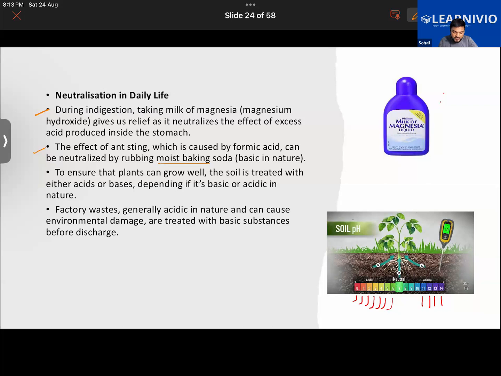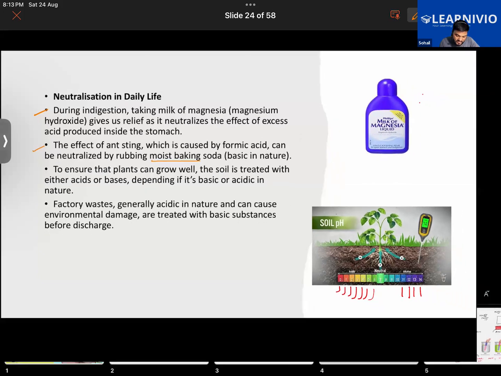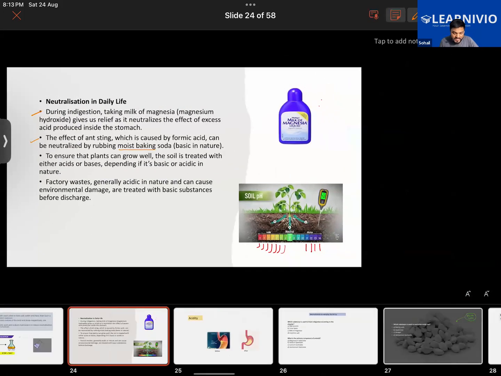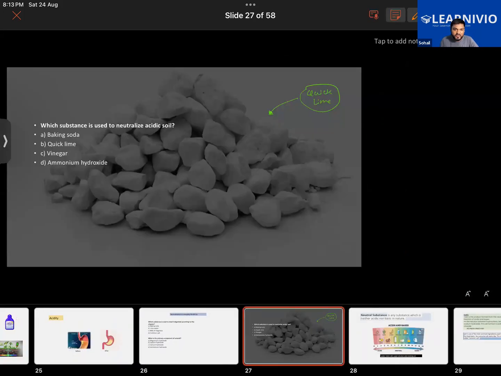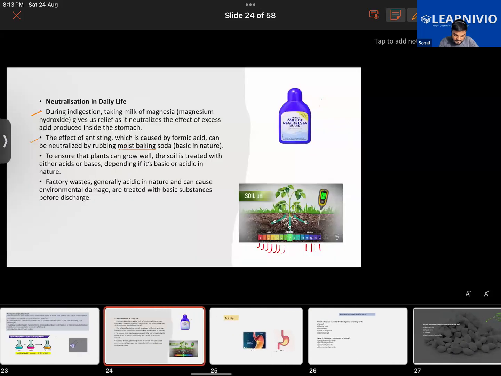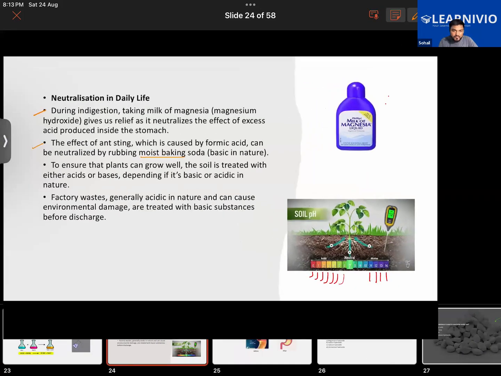Furthermore, to ensure the proper growth of plants, the pH level has to be maintained. If the soil is too acidic, basic substances will be added to it. For example, if the pH level is 2, 3, or 4, the farmers would add quicklime to neutralize the acidic soil. This substance that you see over here will be added. Getting it, everyone? That is how we can do so.